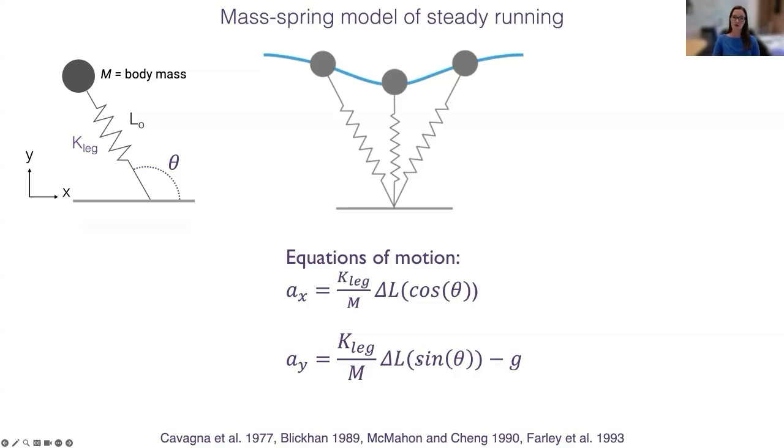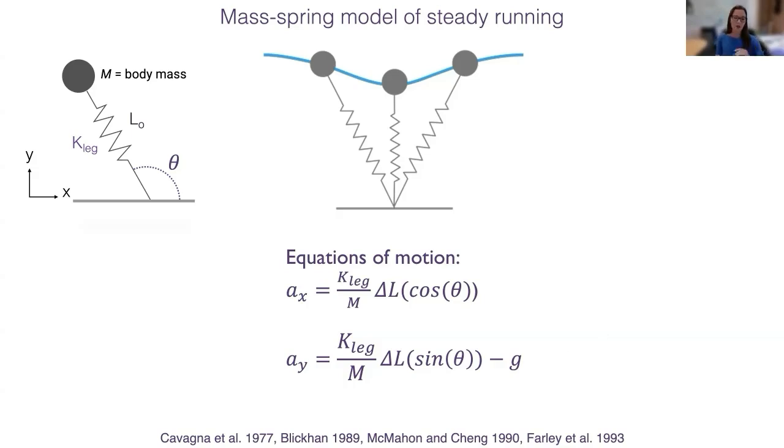So our equations of motion for the SLIP model: we have to account for the angle of contact when the foot hits the ground, okay? So we have acceleration in the x direction, that's the forward direction, gravity is not acting. So we just have k_leg over m times delta L times cosine theta. And then in the vertical direction, we do have gravity acting. So it's k_leg over m times delta L sine theta minus g. And those are the equations of motion that we're using for the simulation that we're running today.